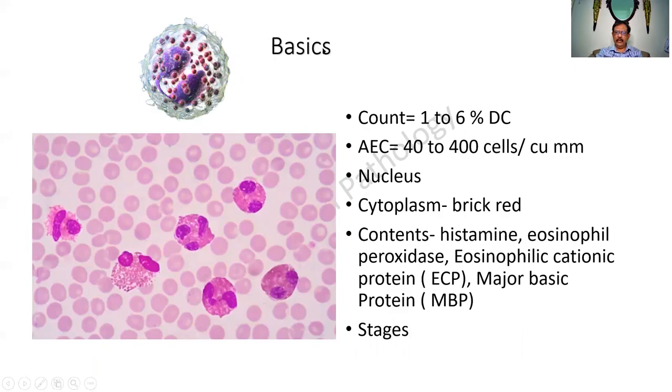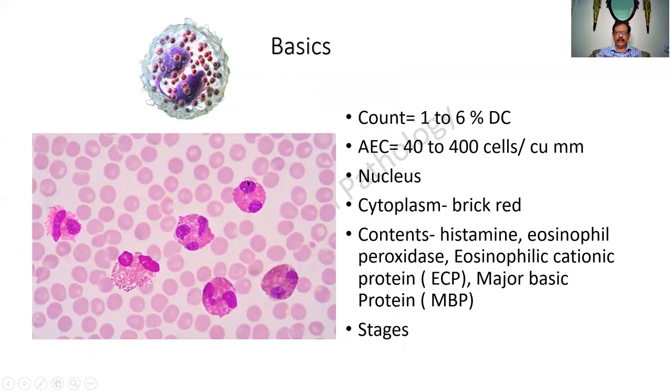Basics are basics, always. When you are asked a count, there are two counts that you should give. One is the differential count, and the other is the absolute eosinophil count. The differential count is normally about 1 to 6%. Whereas the absolute eosinophil count, easy to remember, is 40 to 400 cells per cubic millimeter.